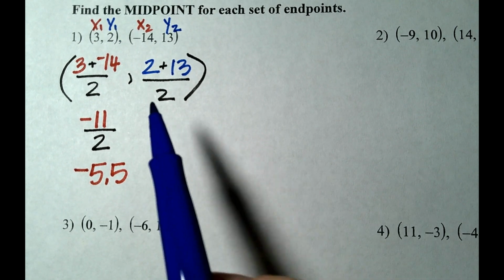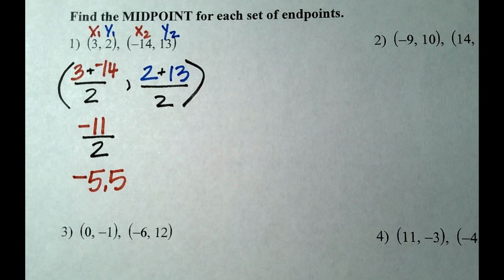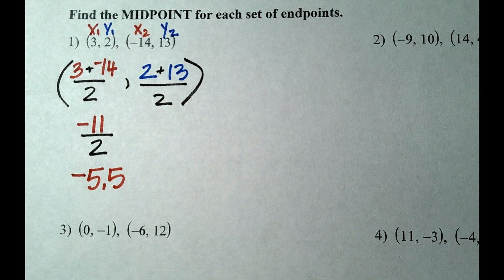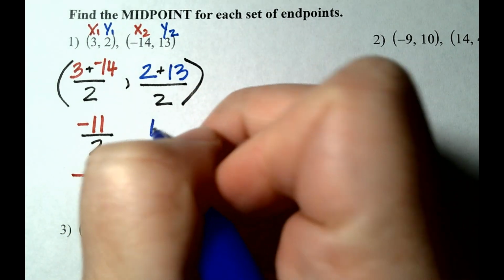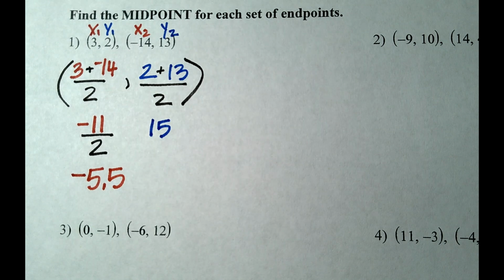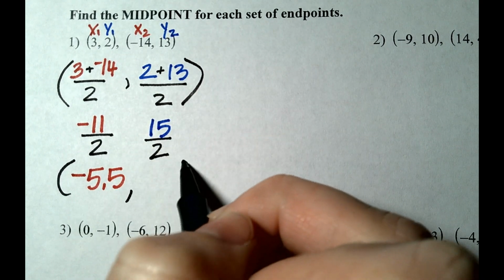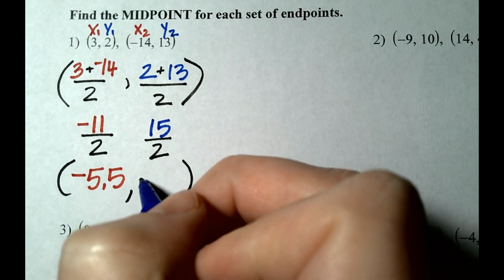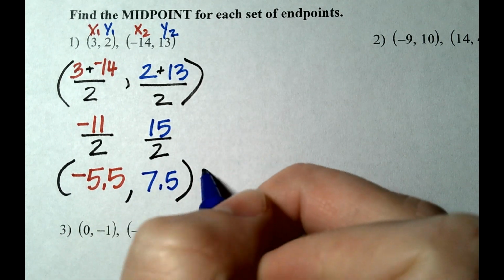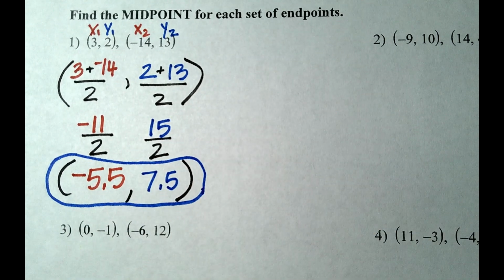Okay, and now let's look at our y's. What's 2 plus 13? 15. Divide by 2, what is that? 7.5. That's pretty good. And that's your answer. There you go. Not too bad. It's just like 3 quick little steps.